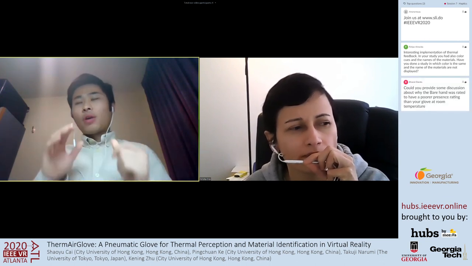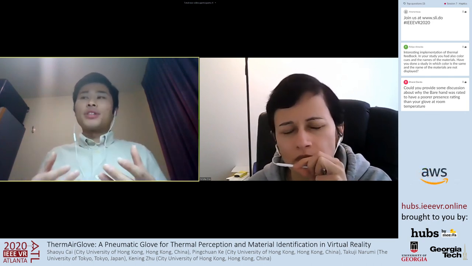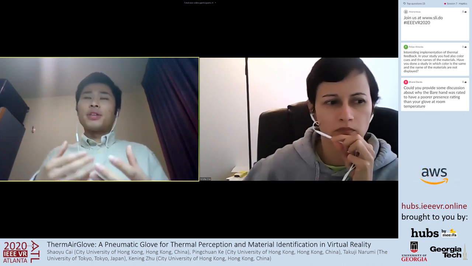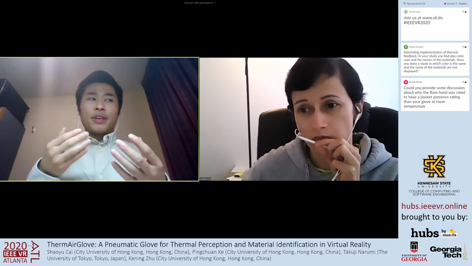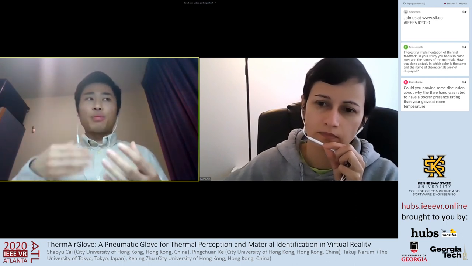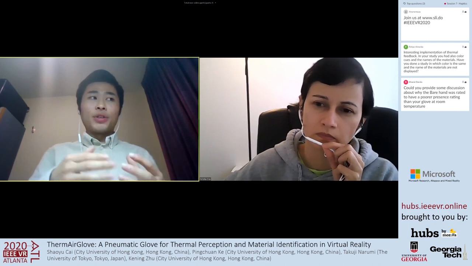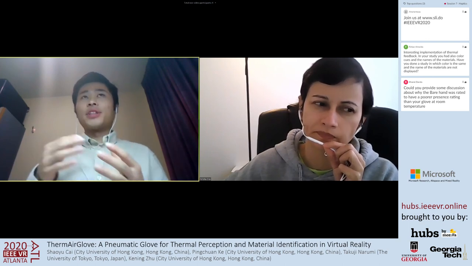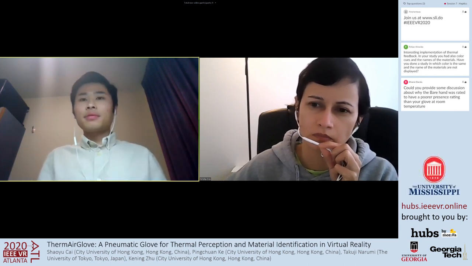So for our current system, thermal air glove, we follow the current experiment among the real physical objects. So in the future work, we want to explore how the users can discriminate these different materials in virtual environments with thermal air glove.